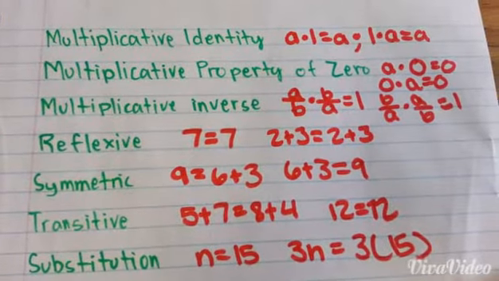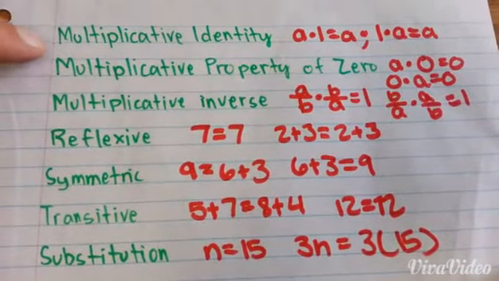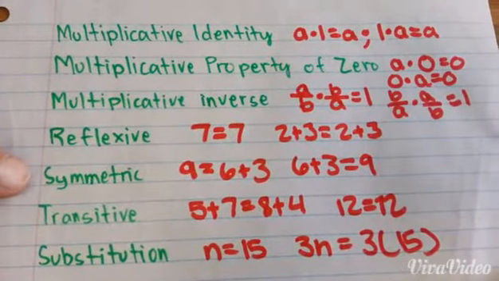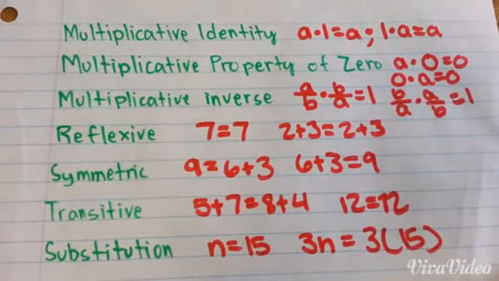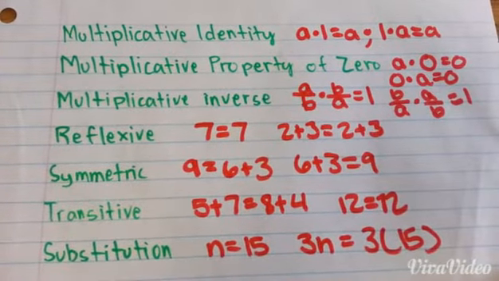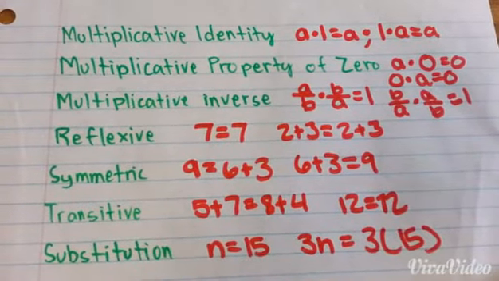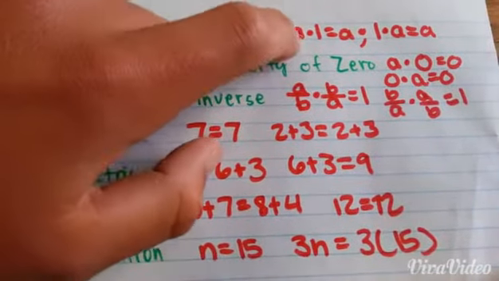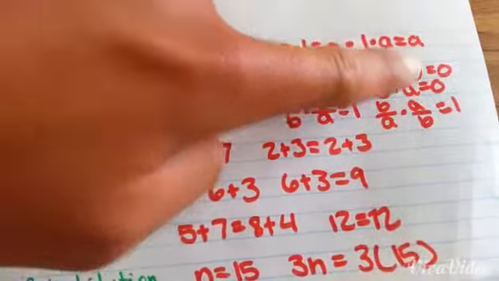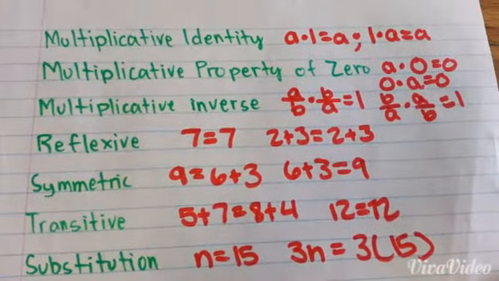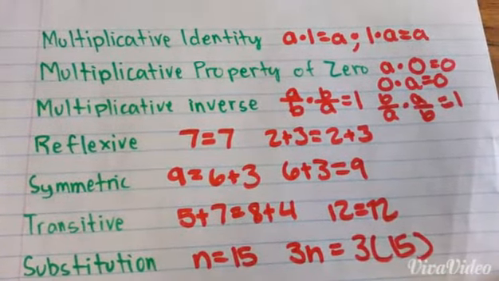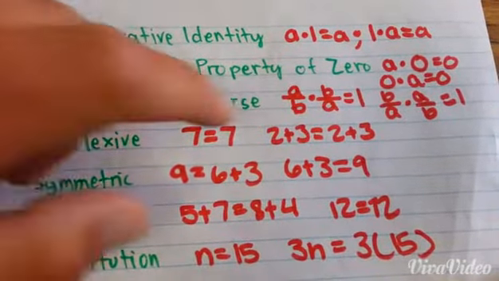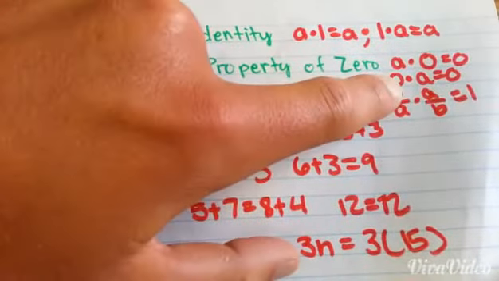So the vocab you need to know for this lesson is multiplicative identity, multiplicative property of 0, multiplicative inverse, reflexive, symmetric, transitive, substitution. So for the multiplicative identity, for any number a, the product of a and 1 is a. So a times 1 equals a, 1 times a equals a. For the multiplicative property of 0, for any number a, the product of a and 0 is 0. A times 0 equals 0, 0 times a equals 0.